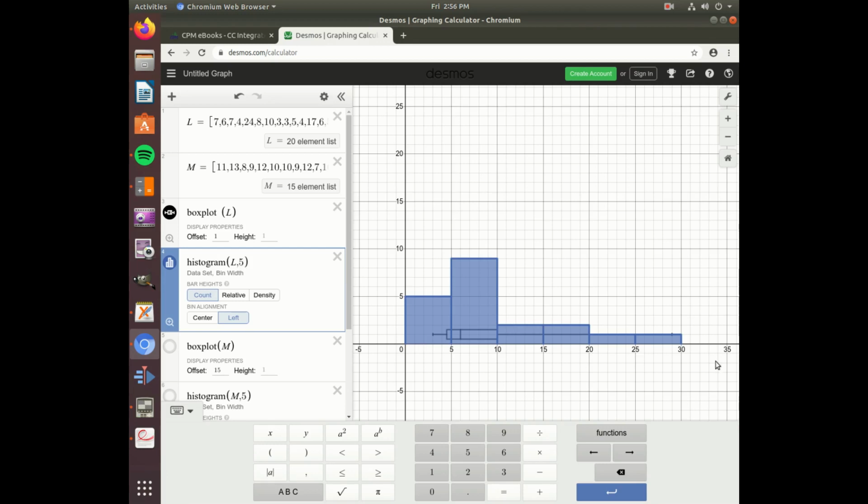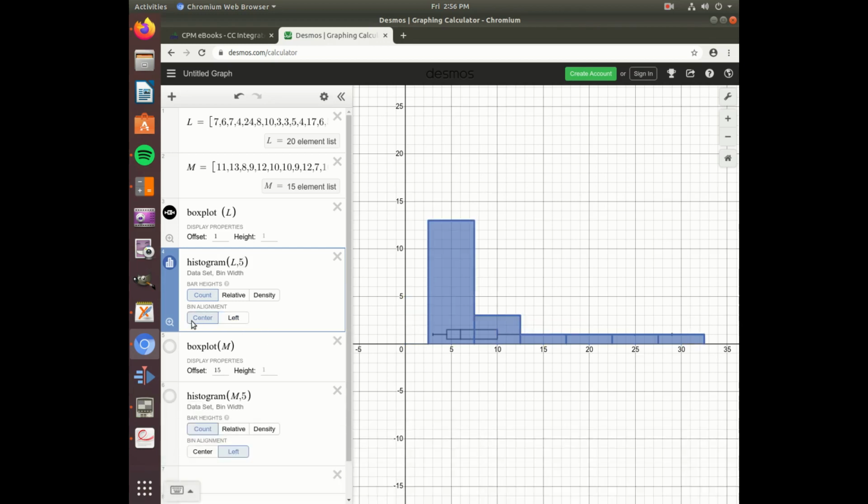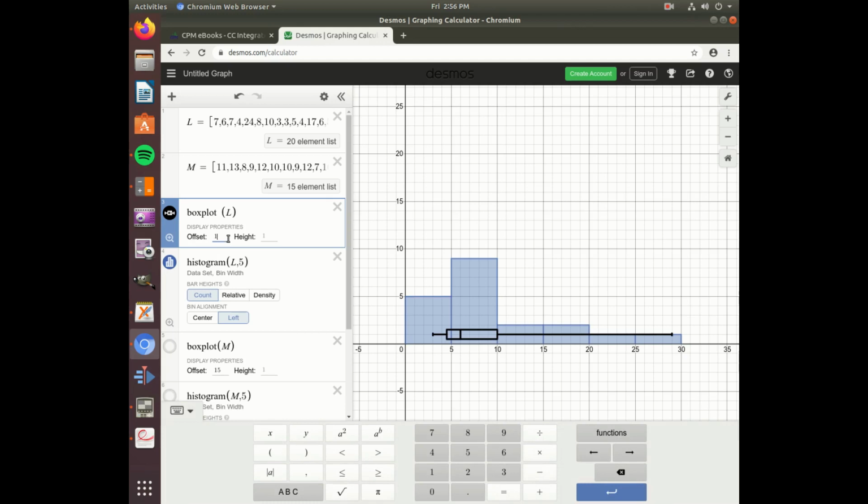So now that's kind of what we were looking at. Oh, by the way, I think it was also centered around the number here. You can see that's like in the middle. I changed it to left so it would look like the calculator. But the problem I have is that that box plot is right in the middle of my data. So I can do this offset and I can sort of move this up. I think I actually chose 15 for later.